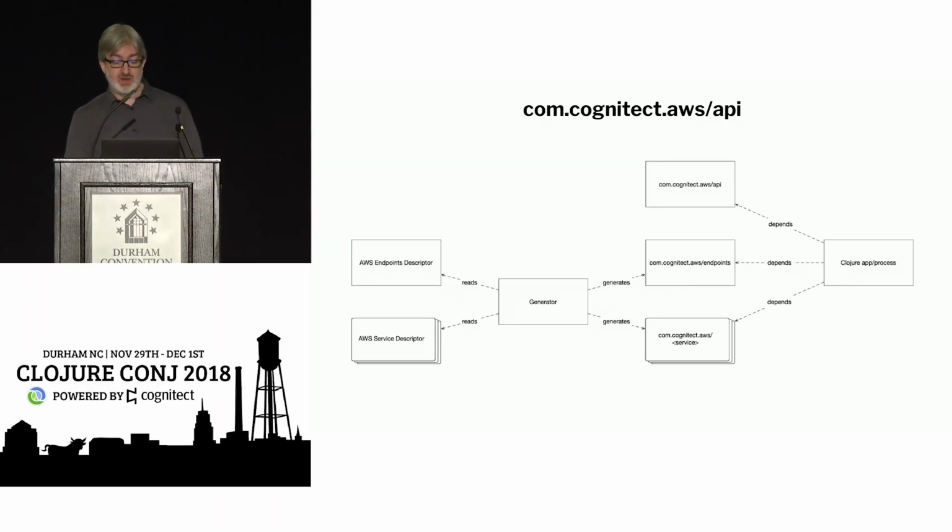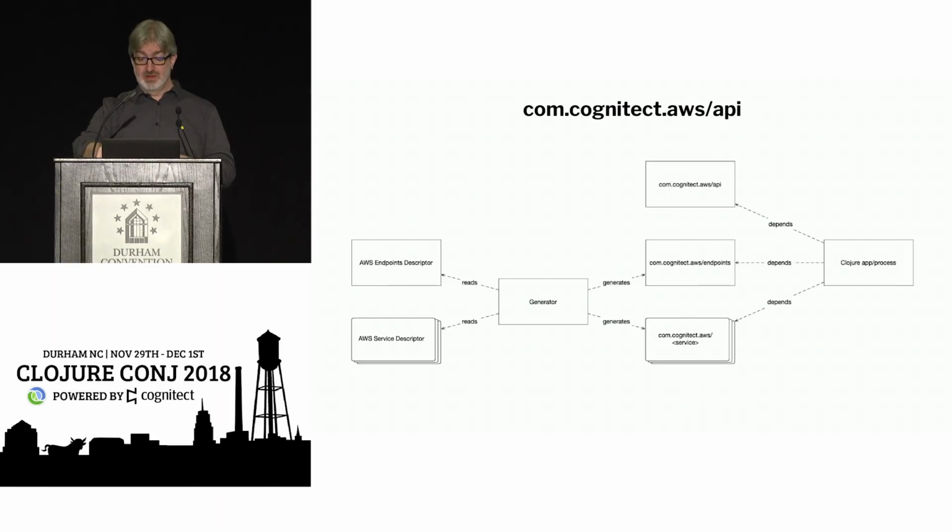Okay, so this is kind of what it looks like. All the way on the left, you see we've got this endpoints descriptor, which is a JSON file that we get that just says these are all the endpoints for all the different services. And then we have n service descriptors. And we have this generator that reads those things in and makes smaller versions of them and generates some Clojure specs. We're doing that too. We wrote a library.